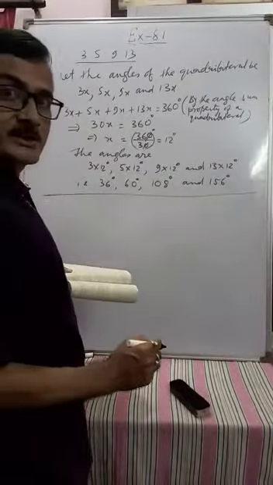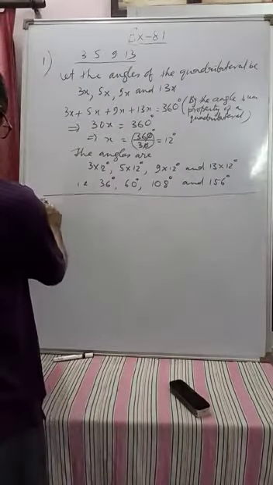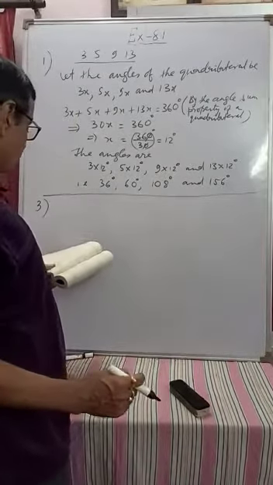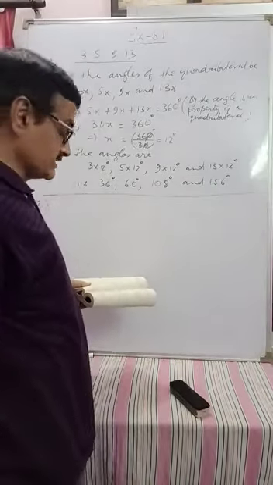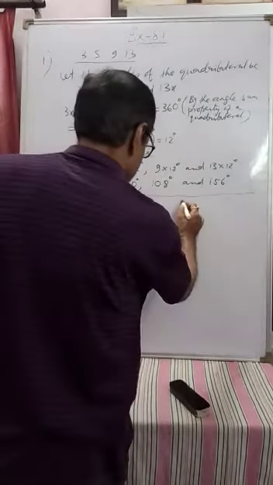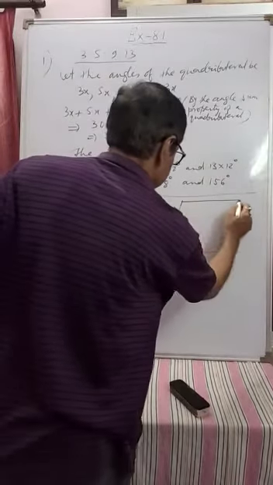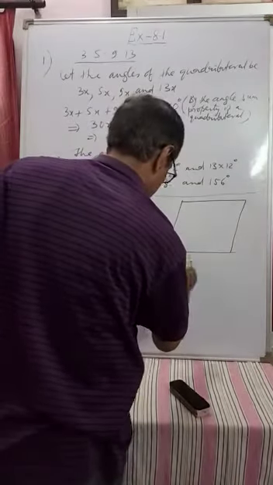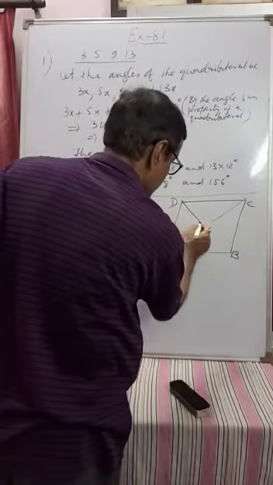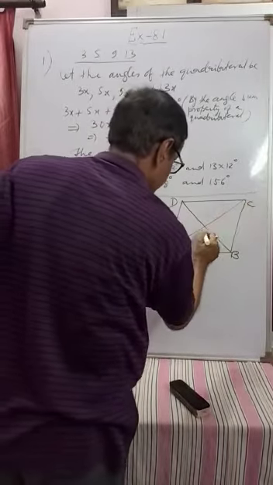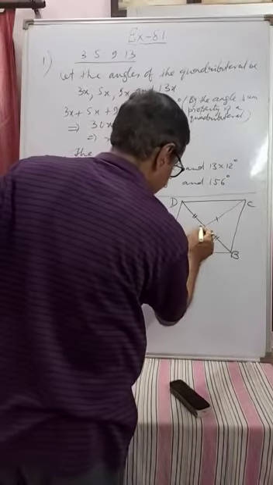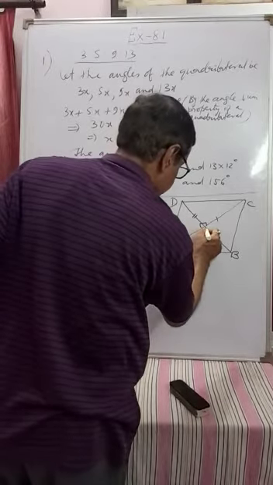Now let us do question number 3. It is given: show that if the diagonals of a quadrilateral bisect each other at right angles, then it is a rhombus. Suppose this is the quadrilateral ABCD in which the diagonals AC and BD bisect each other at O at right angles, so these angles are 90 degrees.